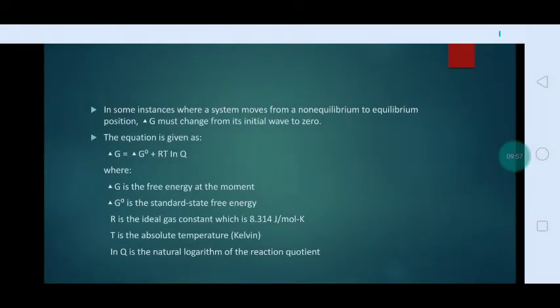In some instances where a system moves from a non-equilibrium to an equilibrium position, delta G must change from its initial value to zero. The equation is given as delta G equals delta G naught plus RT ln Q, where delta G is the free energy at the moment, delta G with the exponent of 0 is the standard state free energy, R is the ideal gas constant which is 8.314 joule over mole K, T is the absolute temperature in terms of Kelvin, and ln Q is the natural logarithm of the reaction quotient.